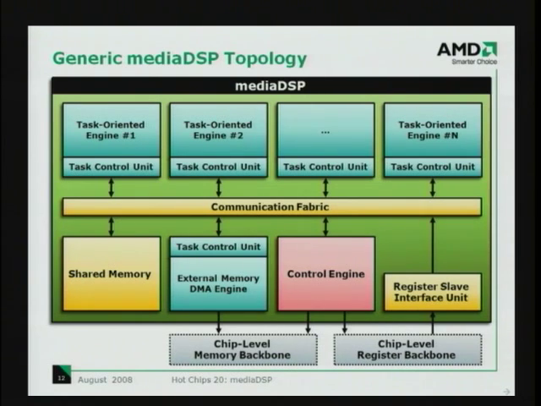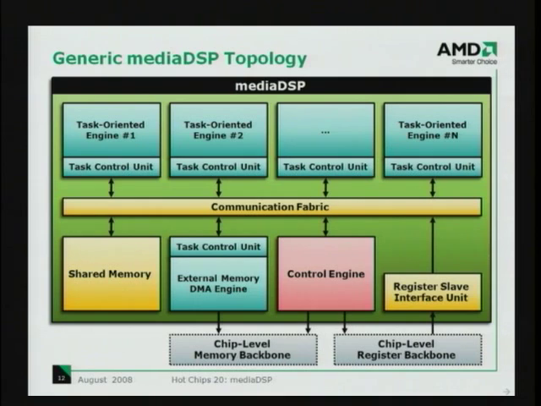So now with all these definitions out of the way, we can look at a block diagram of a generic mediaDSP. This is no specific AMD chip, but you see the basic topology is a multiprocessor system with shared memory with all the engines connected via the backbone. Along the top, you have a scalable array of these task-oriented engines, with each task-oriented engine having a task control unit between that engine and the communication fabric. And you'll note the DMA engine at the bottom is treated as just another task-oriented engine.